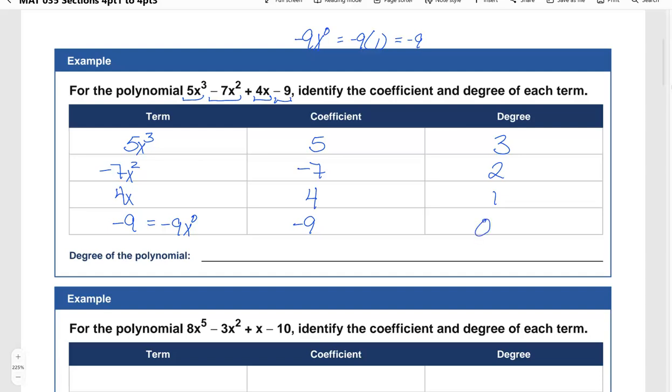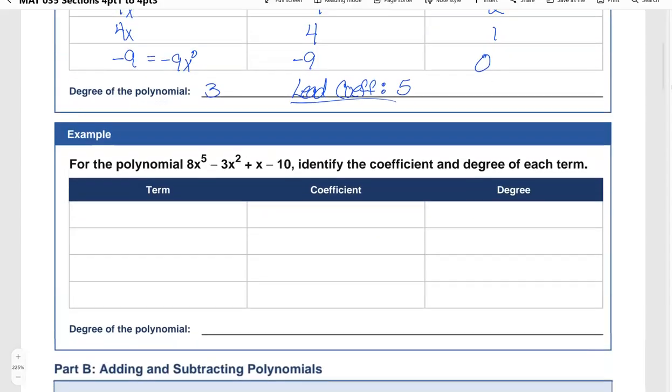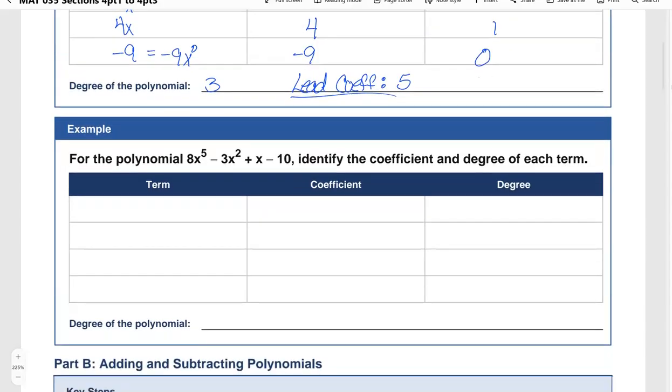So I can talk about the degree of each term. Now, if I talk about the degree of the whole thing, I'm looking at the biggest exponent that's in that whole thing. And the biggest exponent would be 3. So we would say that's degree 3. We could also talk about something called the leading coefficient. I'm going to abbreviate that, lead coefficient. So the leading coefficient is the coefficient of the leading term. The leading term is the term with the biggest exponent. So my 5x cubed has the biggest exponent. The leading coefficient there would be 5.